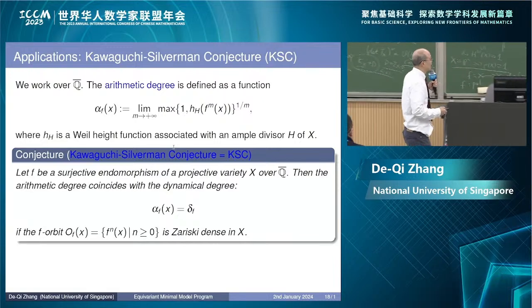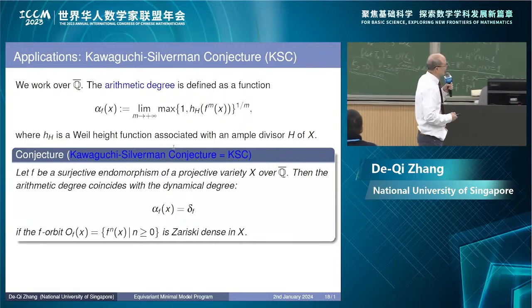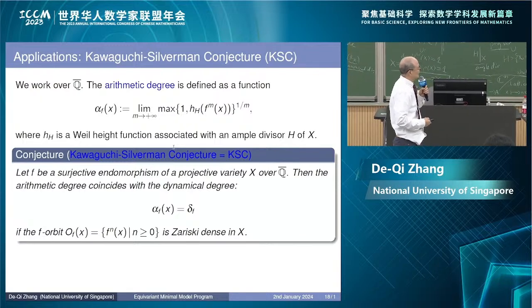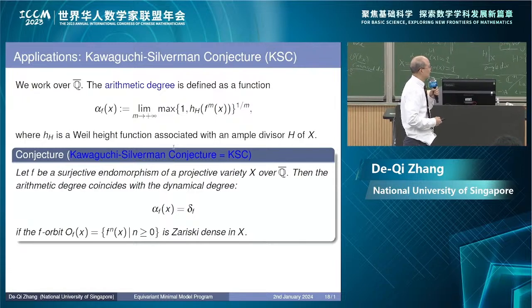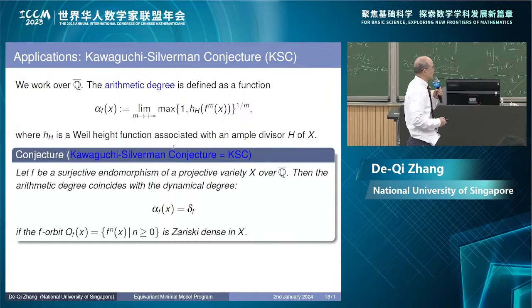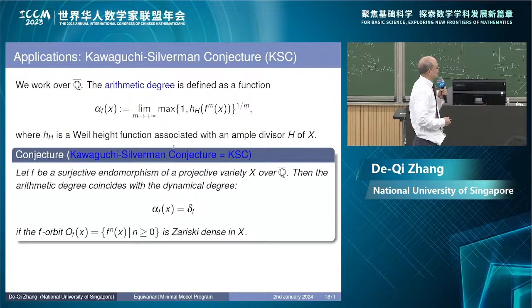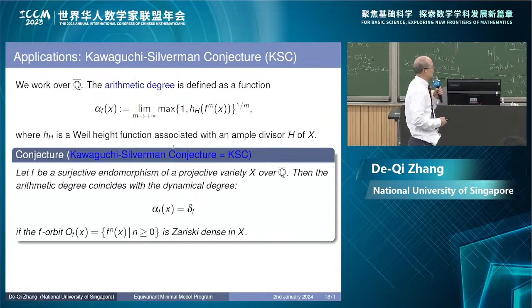Now the conjecture by Kawaguchi and Silverman in 2016 says that these two quantities should be the same. The right-hand side, the dynamical degree, is a global invariant. It does not depend on your point. It depends only on f, the endomorphism. And the left-hand side depends on your x. But these two are supposed to be equal. The assumption on x is that the orbit of x under the action f is Zariski dense. In general, it's known that the left-hand side is less than or equal to the right-hand side. So the claim is that it's equality.